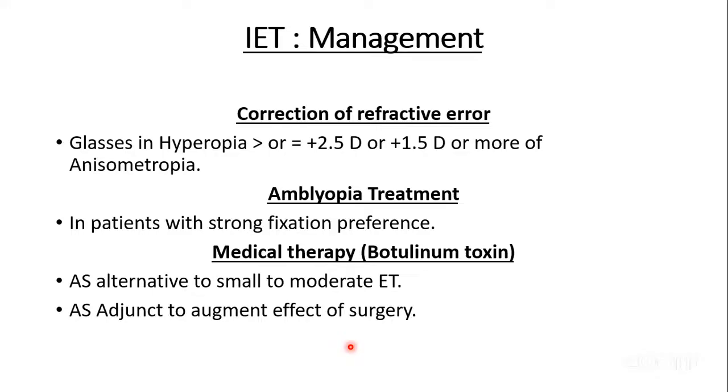For example, a patient is having esotropia of 60 or 70 prism diopters, a large angle. You can do bilateral medial rectus recession, for example 5.5 or 6 millimeter recession, and you inject botulinum in the muscle intraoperatively. So injecting botulinum will augment the surgery, will increase the efficacy of the surgery, will correct more esotropia. Okay.